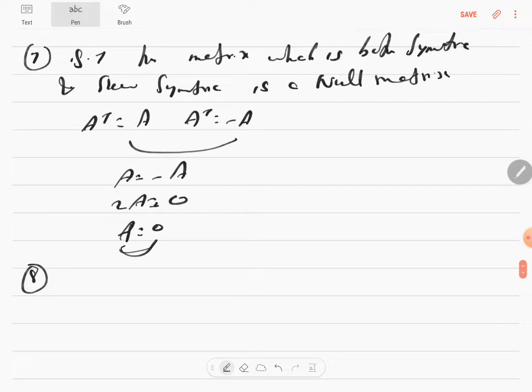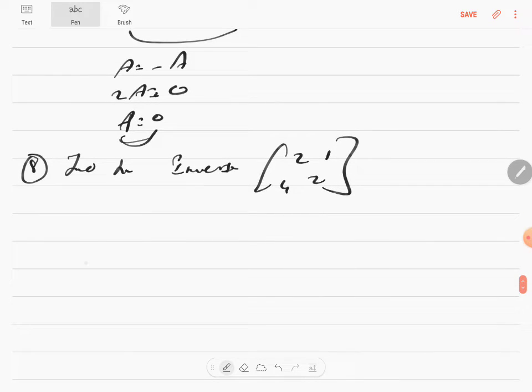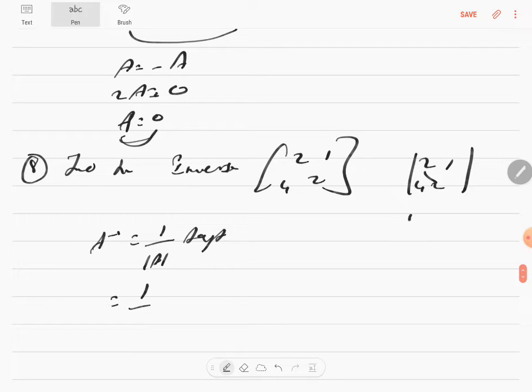Okay, so what else can I ask you today? Find the inverse of the matrix [2, 1; 4, 2]. You know the formula for finding A inverse is 1 by determinant of A into adjoint of A. The determinant of this matrix is 2 into 2 minus 4, so determinant is 0. So you can't find the inverse, it's a non-invertible matrix.